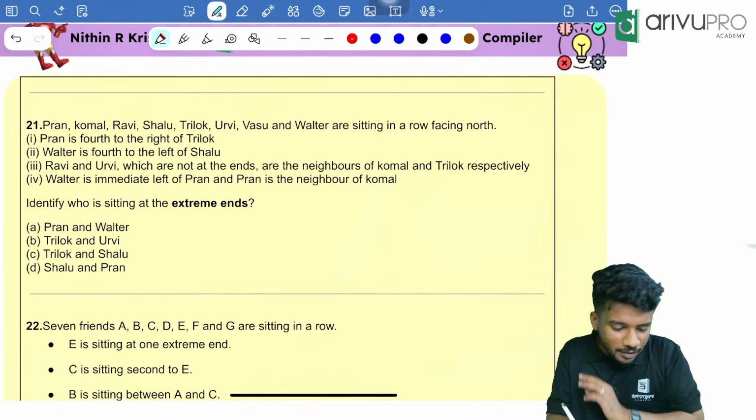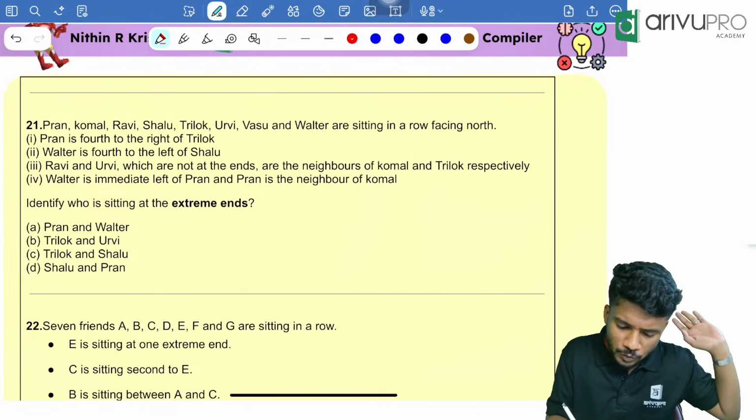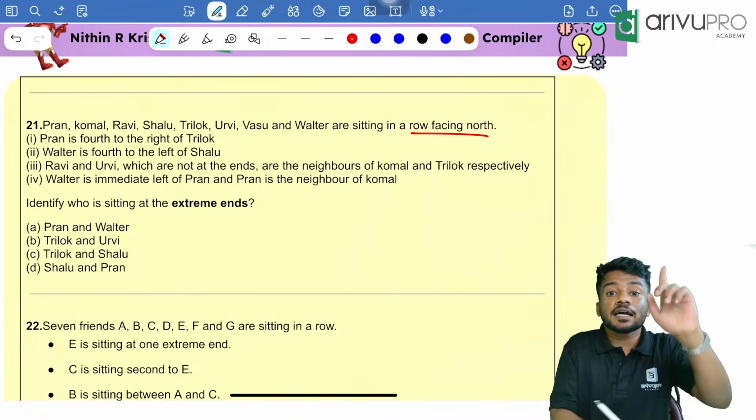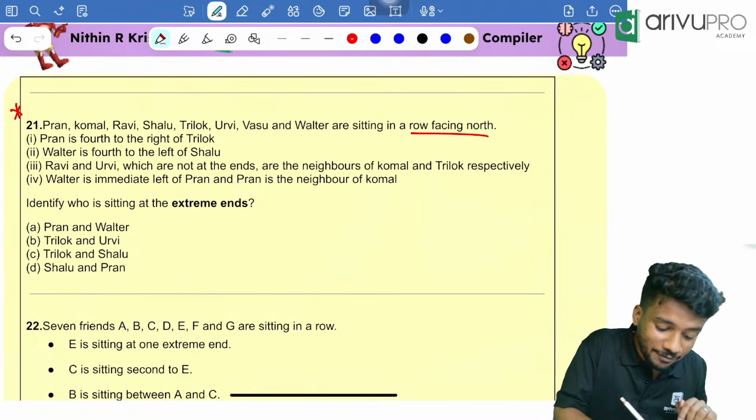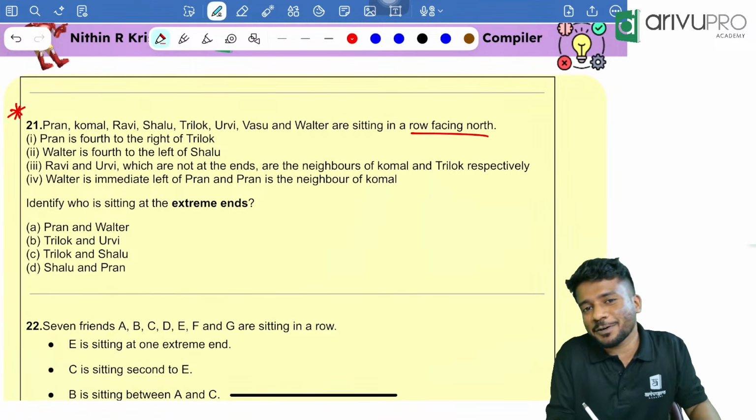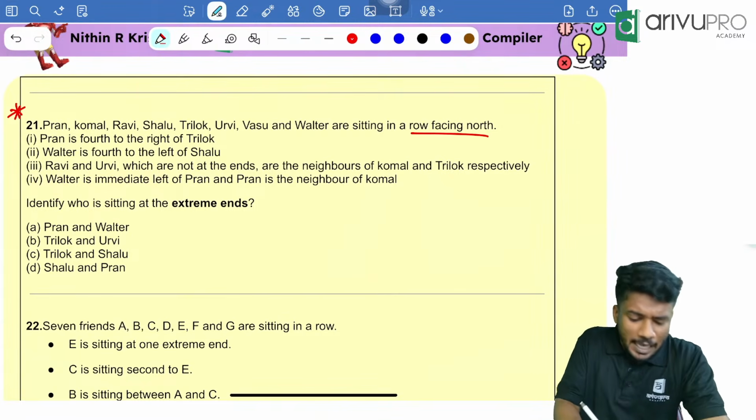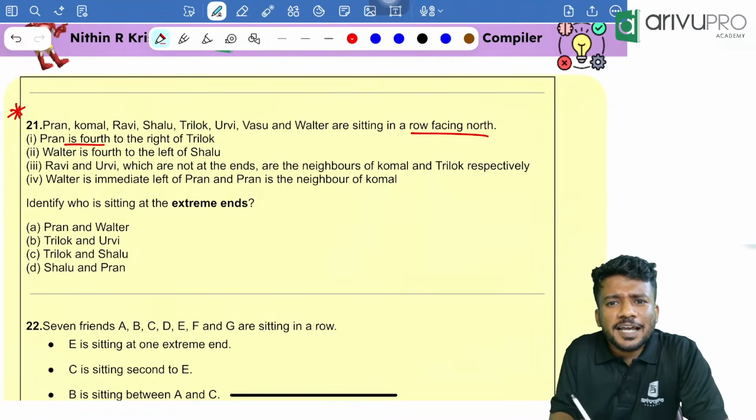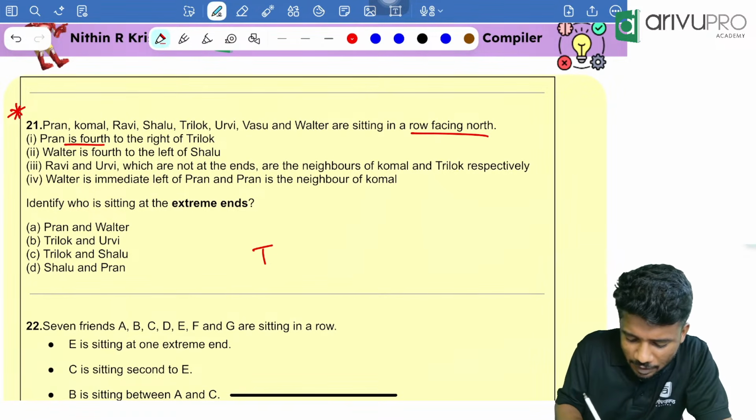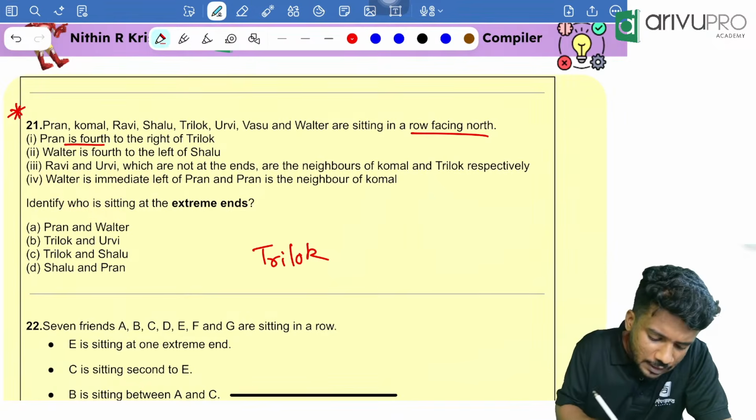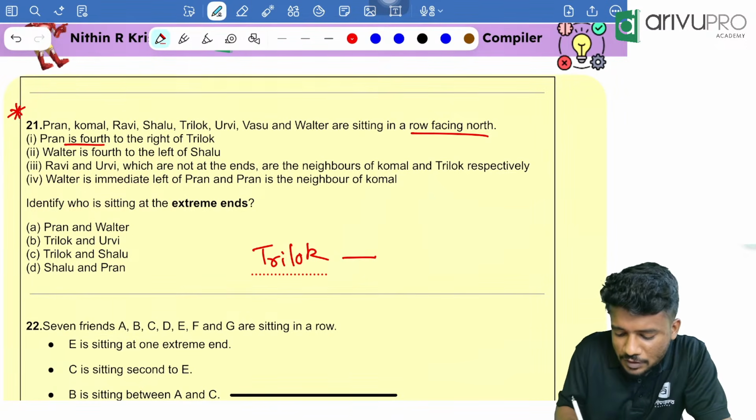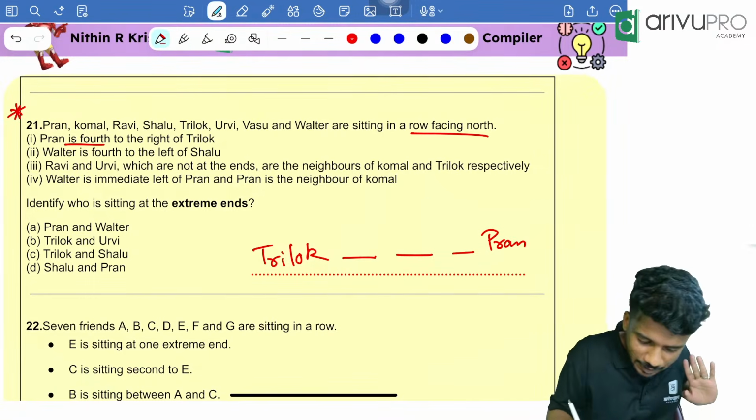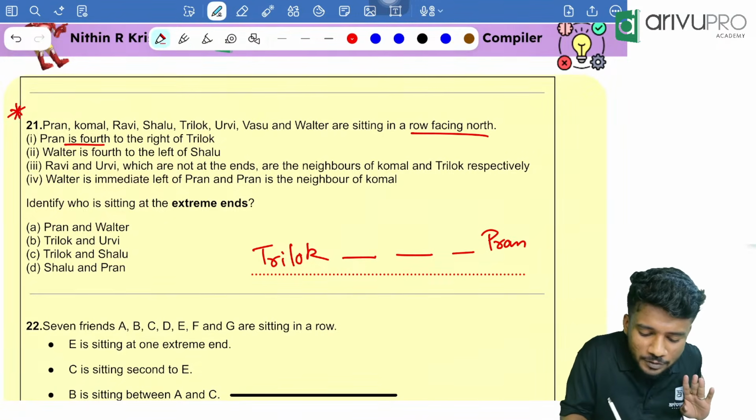Pran, Kamal, Ravi, Shalu, Trilog, Urvi, Vasu, then Walter are sitting in a row facing north. They are facing north. The same type of question we have done in class as well as in marathon. Right? Yes. Now, Pran is 4 to the right of Trilog. 4 to the right of Trilog means what? If Trilog is over here, then Pran is 4 to the right. First right, second right, third right, then fourth right. Who is there? Pran is there. Correct? Then Walter is 4 to the left of Shalu.